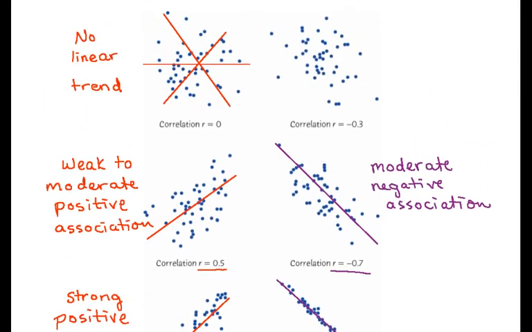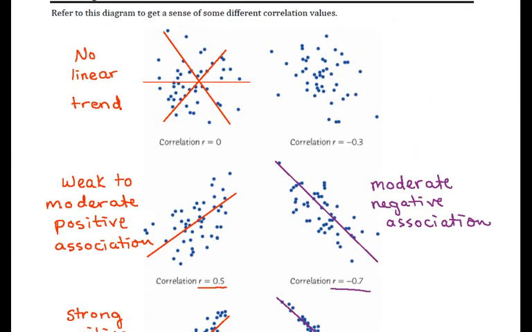And our correlation of -0.3, that's a very weak negative association. We can see that the line going in the negative direction here seems to describe the pattern a little bit better than a line going in the positive direction would. So it is a negative association, but it's a very weak negative association that gets us a correlation of negative 0.3.